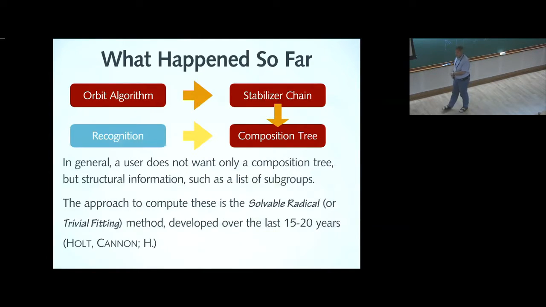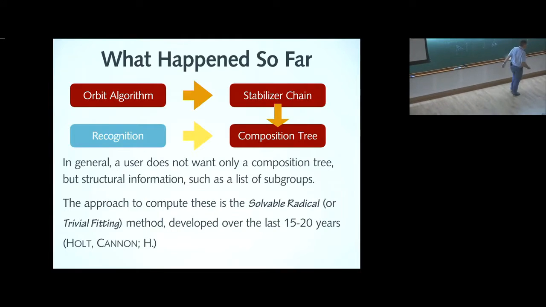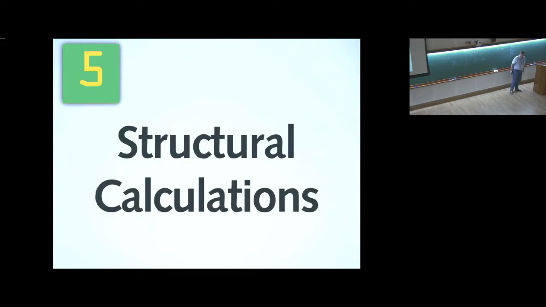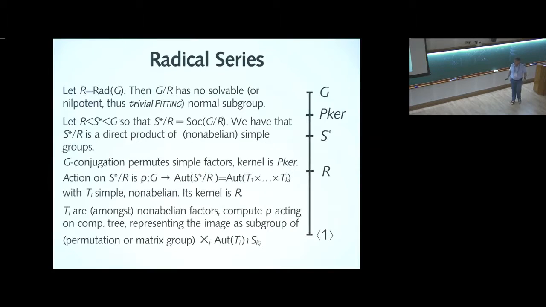But of course, if you come as a user to the system, you typically don't come because you want a composition tree. You want something else. Therefore, I want to talk about the method which is used for more structural computations. This is called the solvable radical or the trivial fitting method, which has been developed over the last 15 to 20 years, mainly by Derek Holt, John Cannon, and I have also contributed a bit there. So, that's the fifth chapter about structural computation.